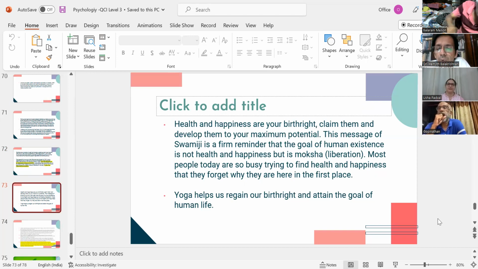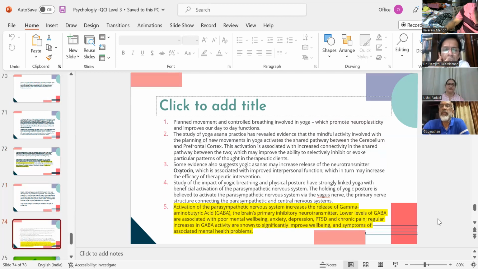Health and happiness are your birthright. Claim them and develop them to your maximum potential. The message of Swamiji is a firm reminder that the goal of human existence is not health and happiness but moksha, liberation. Most people today are so busy trying to find health and happiness that they forget what they are here for in the first place. Yoga helps us to regain our birthright and attain the goal of human life.